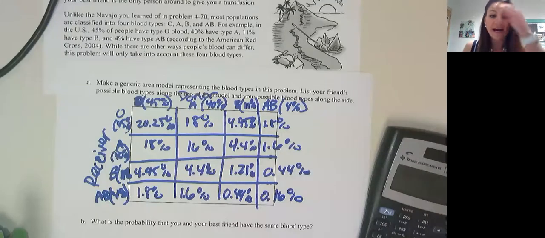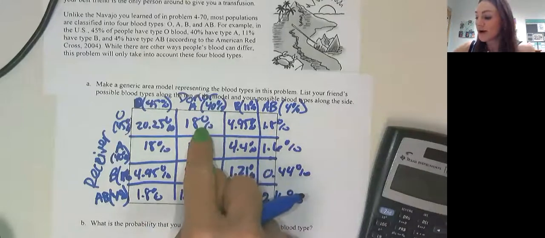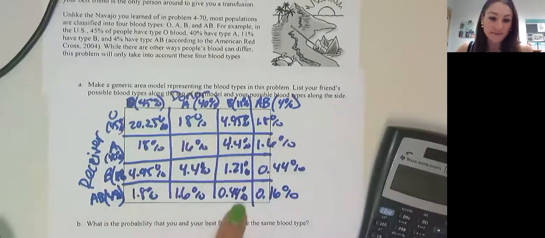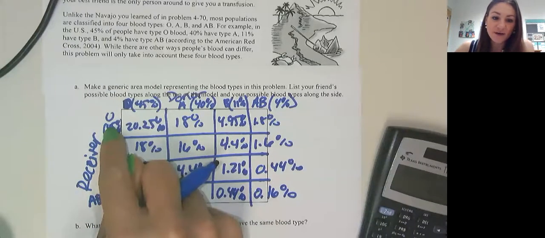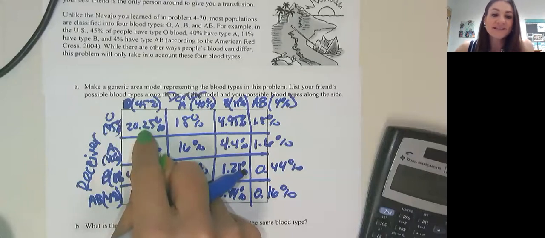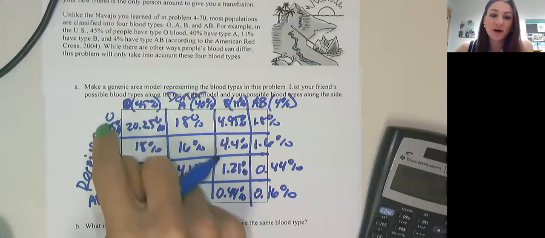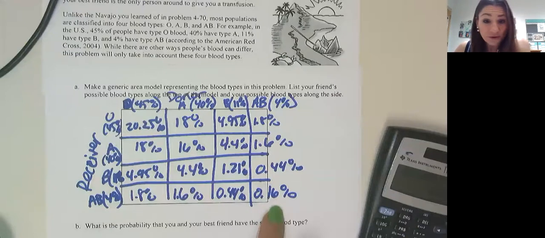All right, so I went ahead and multiplied all the probabilities and wrote them all as percentages. So you can see here, even though there's 16 boxes, and at first it looks like the probability of each is 1/16, because 45% of the population has O blood, 20% of the time, we're going to have both O and O. And since only 4% of the population has AB blood, the chances of both of them having AB blood is very small.